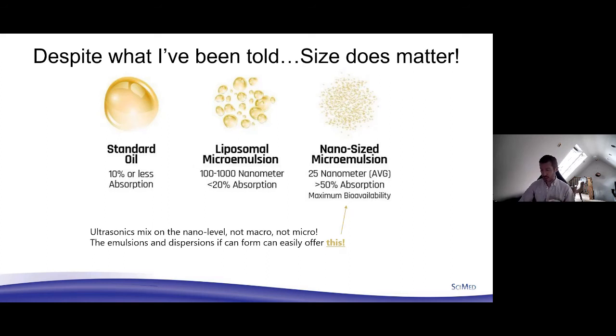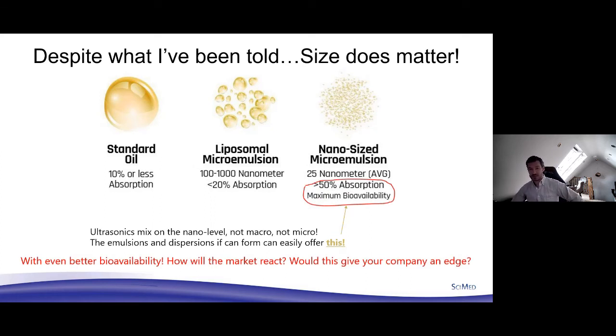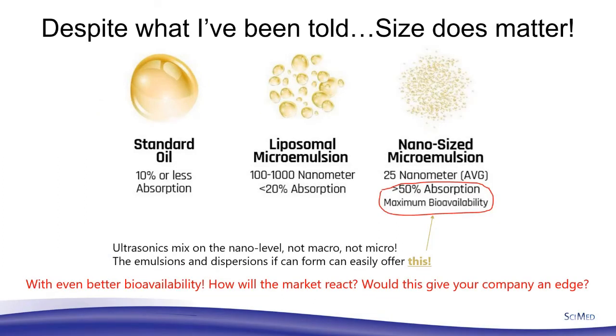We can mix, as hopefully you now believe, on a nano level, not micro, nano, and we can get a far finer dispersion. What does that mean? It means that you have better absorption and thus better bioavailability. So if we can, that simply, as I just showed you in those videos, make a better bioavailable product with up to 50% absorption, how would the market react to that? I think it might be popular compared to the traditional standard oil with only 10% or less absorption.